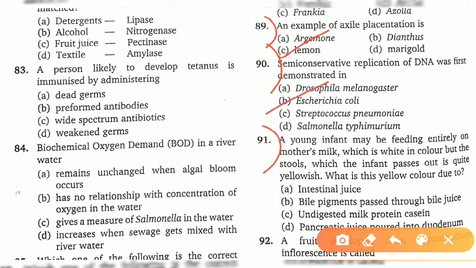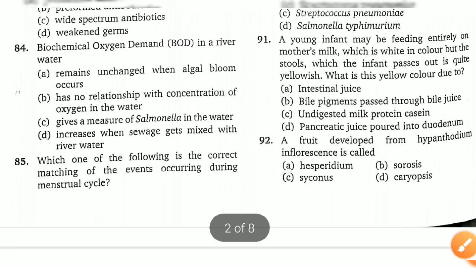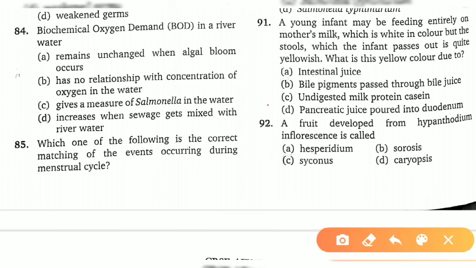Now, 91st question. A young infant may be feeding entirely on mother's milk, which is white in color, but the stools which the infant passes out are quite yellowish. What is this yellow color due to? Options are intestinal juice, bile pigment passed through the bile juice, undigested milk protein, pancreatic juice poured into duodenum. So, the answer is bile pigments passed through the bile juice. Now, 92nd question. The fruit developed from the hypanthodium inflorescence is called hesperidium, cremocarp, syconus, and caryopsis. So the answer is syconus.